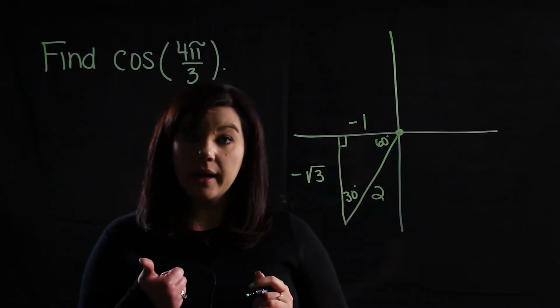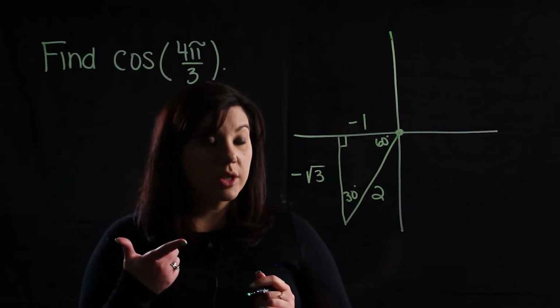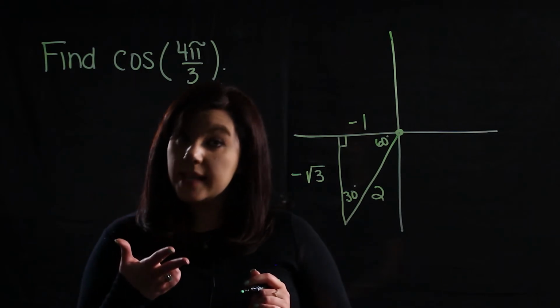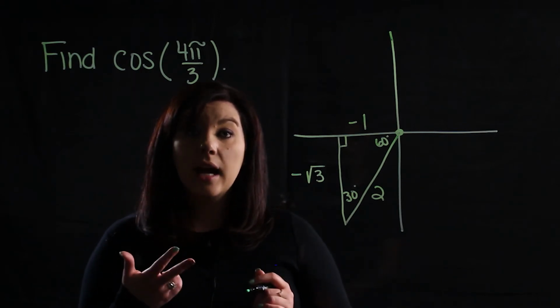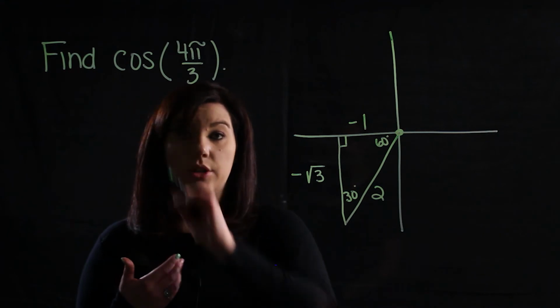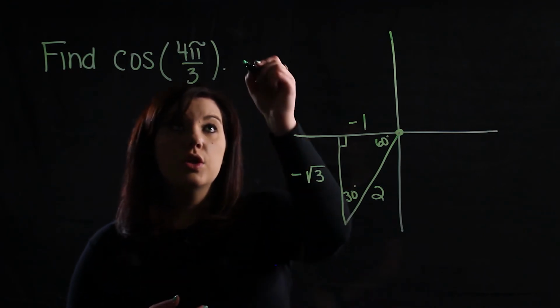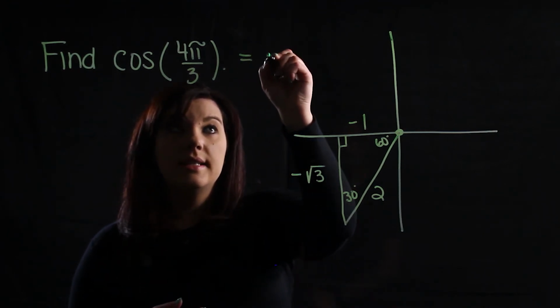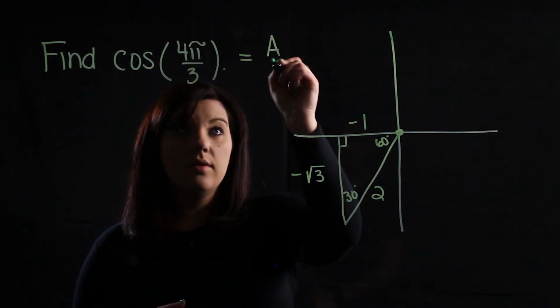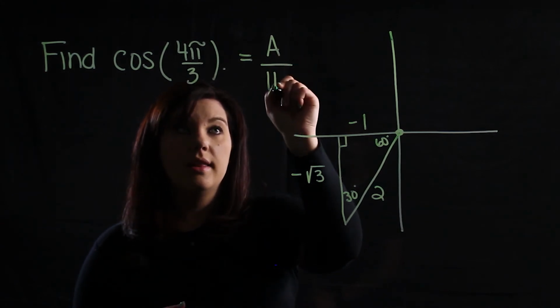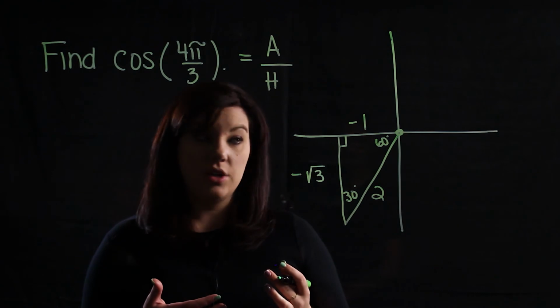So we found 4 pi over 3, we drew our special triangles, we labeled the sides of our special triangles, and now we can deal with finding our trig function, which is the cosine. So remember that cosine is the adjacent side of the angle over the hypotenuse. So let's take a look at our triangle.